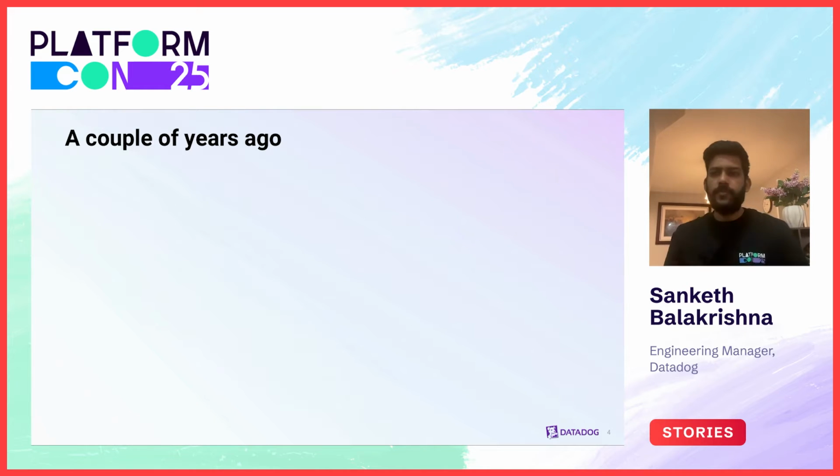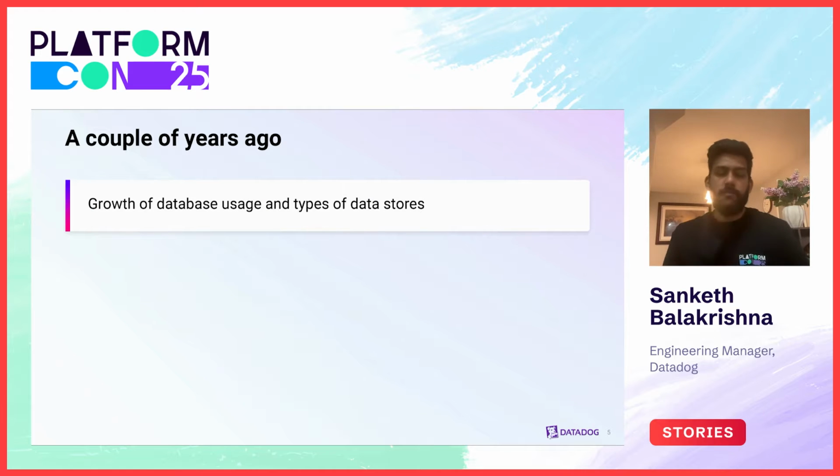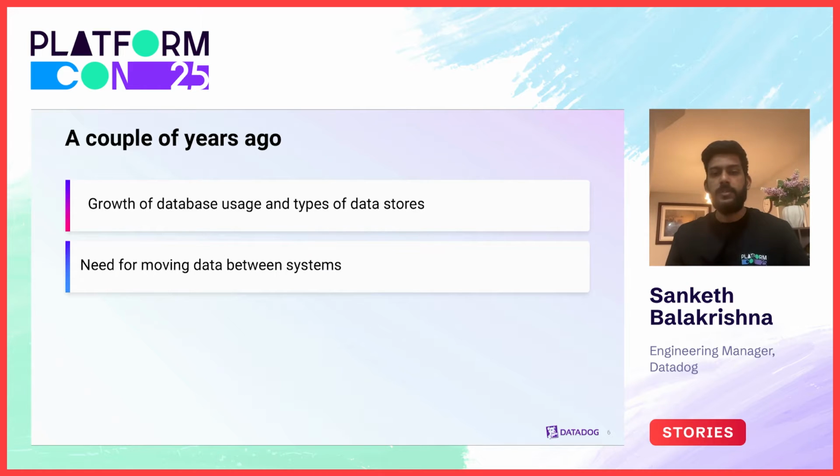A couple of years ago, when Datadog was in its hyper growth phase, we on the platform side made a number of observations. We saw that there was a growth in database usage and in the types and the number of data stores that product teams were using. We also saw that there was a need for moving data between different systems. Product teams did not want to build complex systems on top of a singular data store. They wanted to move the same kind of data between different systems and use the data stores for what they're built for.